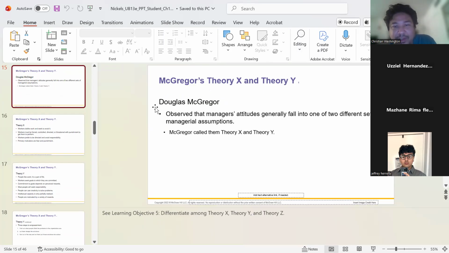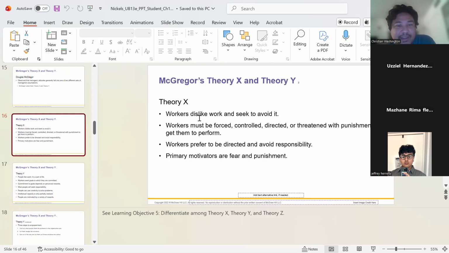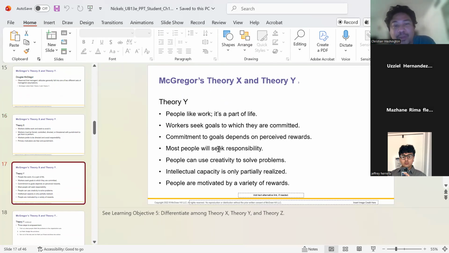Okay. So you have Theory X and Y. This is where managers' attitudes fall into either an X or a Y. What's the difference, right? X is that workers dislike work. I would say X is more of a pessimistic standpoint. Workers prefer to be directed and avoid responsibility. Y is that people like to work as part of life. Workers seek goals. It's almost like one is a very negative outlook, which is X, and Theory Y is a more positive outlook. People seek responsibility.